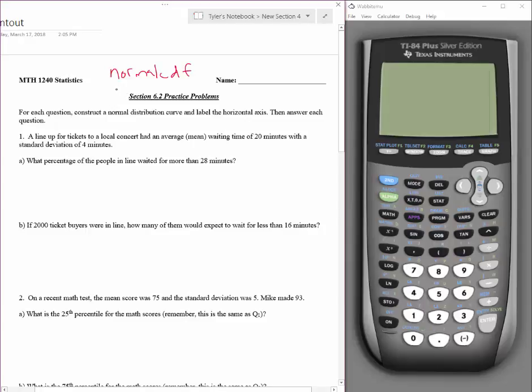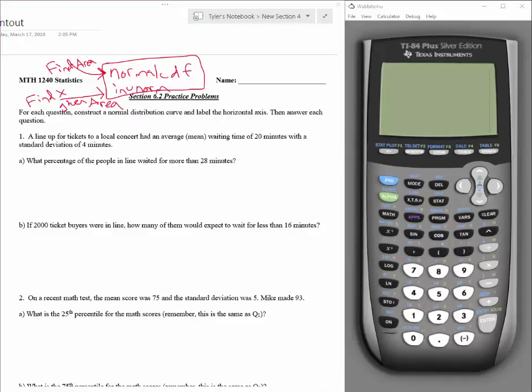and the inverse norm, right? And don't forget, we already talked about these two, right? So the normal CDF is to find area, or in other words, probability. The area is the probability. And the inverse norm is to find the x value, given the area, right?